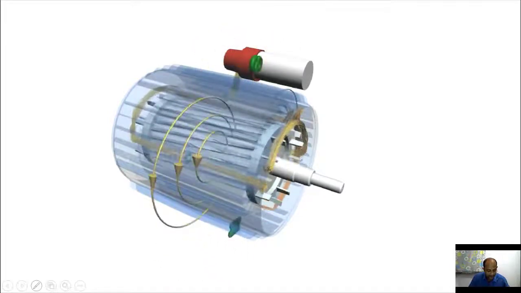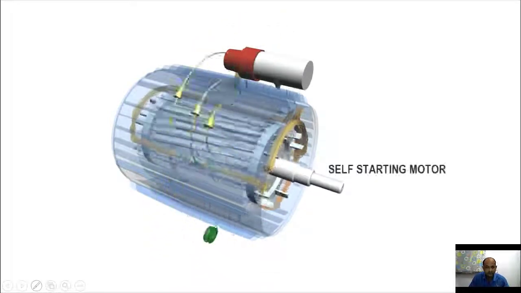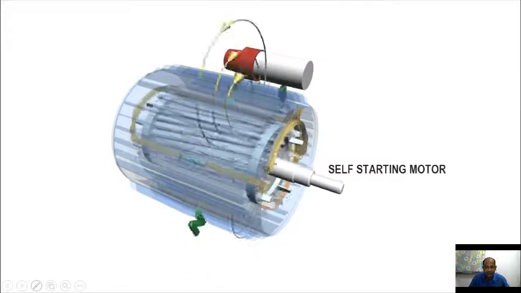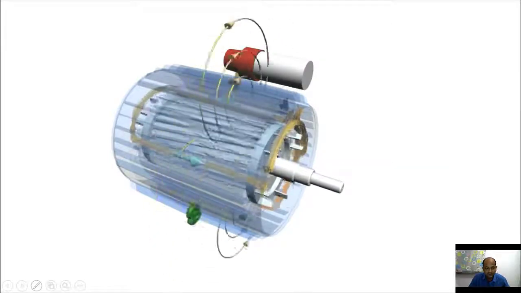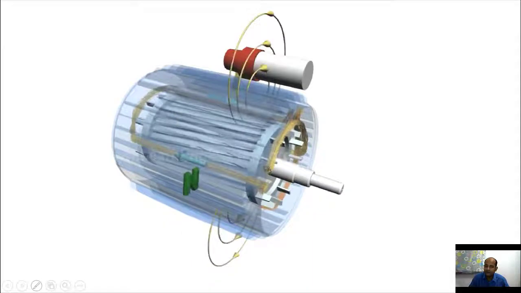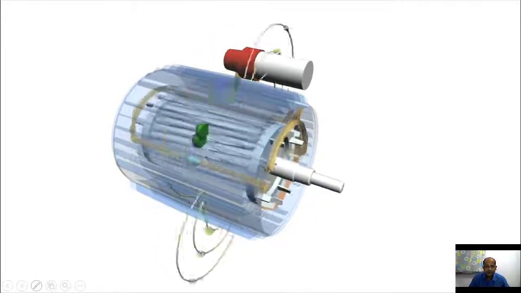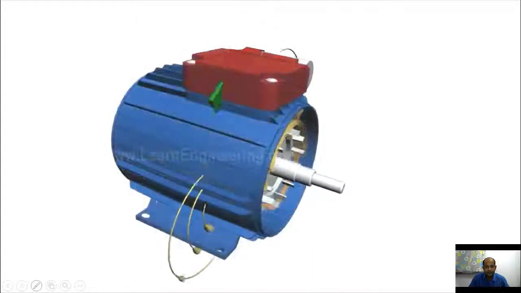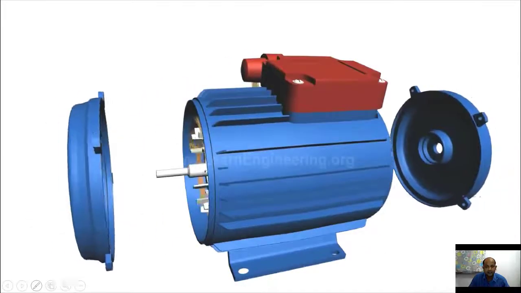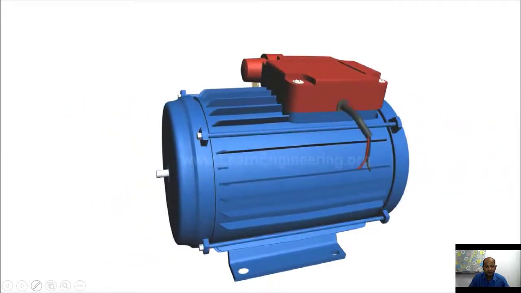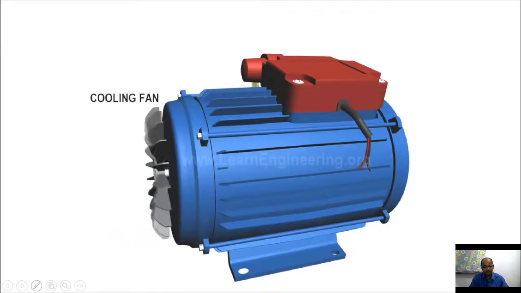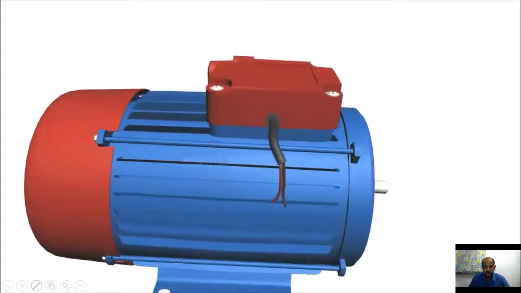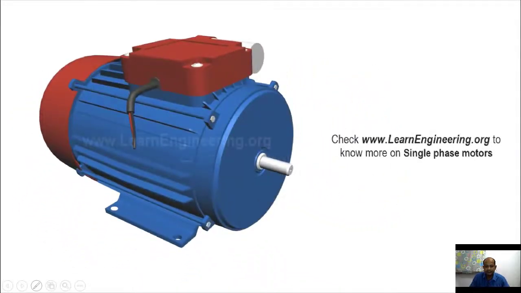Now once the rotor starts rotating and achieves a certain speed, through a centrifugal switch we can cut off this starting winding, that auxiliary winding. Okay, so this is all about our lecture number 1, and we will discuss the double field revolving theory in the case of a single phase induction motor in my later lecture.